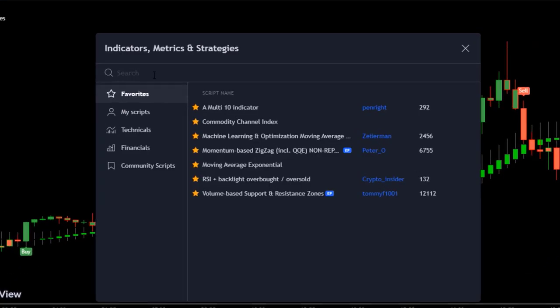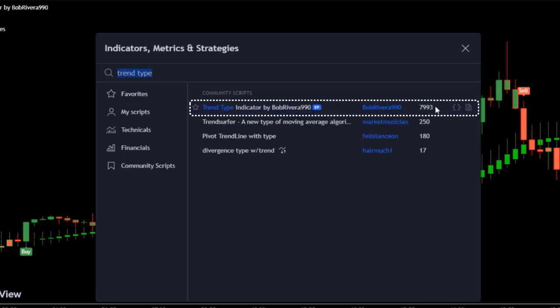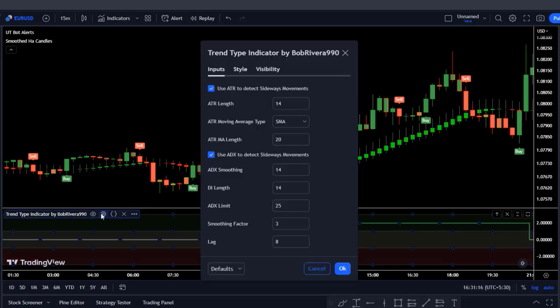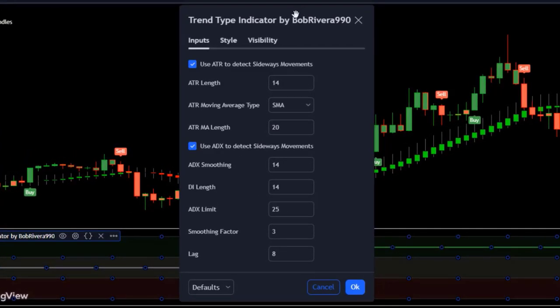So you go to the Indicators tab and type in Trend Type Indicator. Then you will see here the Trend Type Indicator, which is, as I said, very interesting. You add it to your chart. Now, let's optimize this indicator. Go to the settings. Here, first of all, you change the ATR length from 14 to 15. Then we will increase the ATR moving average length from 20 to 22. Then the ADX smoothing to 15 and the DI length to 15.